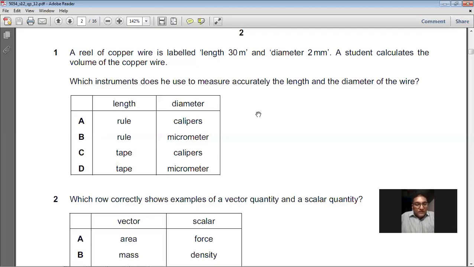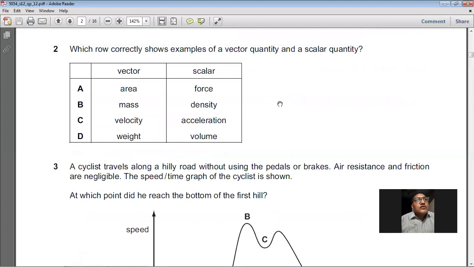Okay, so then we move to question number two. Which row correctly shows examples of a vector quantity and a scalar quantity? Area is a scalar, so A cannot be the choice. Mass is a scalar, so it cannot be the choice. Velocity is a vector. Acceleration is also a vector, so C cannot be the choice. Weight is a vector. Volume is a scalar. So D is the right choice.